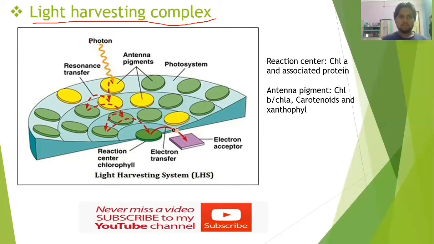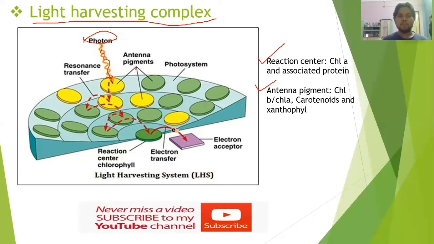See, this is the light. Light is coming down. The light harvesting complex has two parts: reaction center and antenna pigment. First, we will see about antenna pigment.